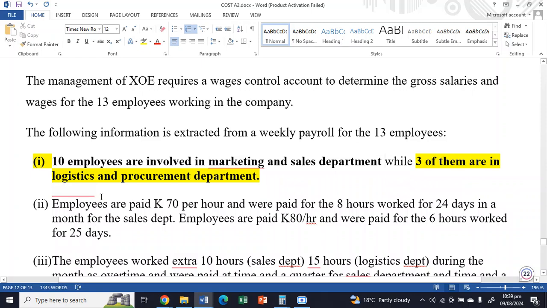Right. So employees are paid 70 kwacha per hour and were paid for the 8 hours worked for 24 days in a month for the sales department. Then employees are paid 8 kwacha per hour and were paid for the 6 hours worked for 25 days for the logistics department.